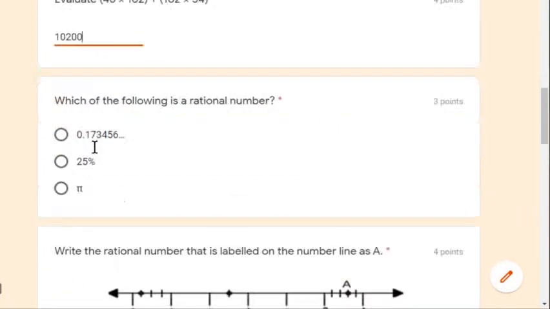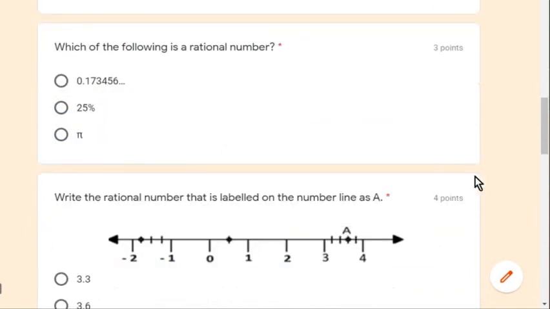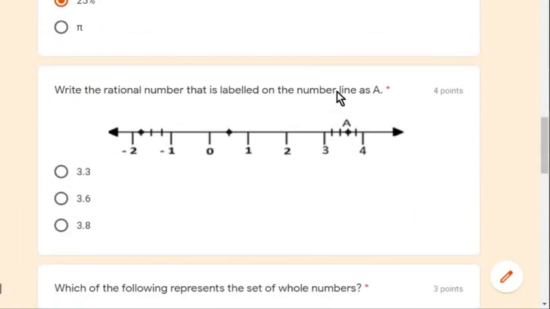10200. Next question, which of the following is a rational number? So rational numbers can be expressed as a fraction. The first one here is a decimal which keeps changing, which is not recurring, so it is an irrational number. And then pi is also an irrational number because its numerical value is also a decimal which keeps changing. But 25% is the same as 25 over 100, which is 1 over 4. So we can express that as a fraction. So it is a rational number.